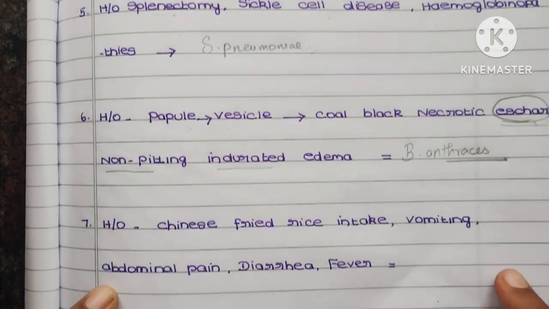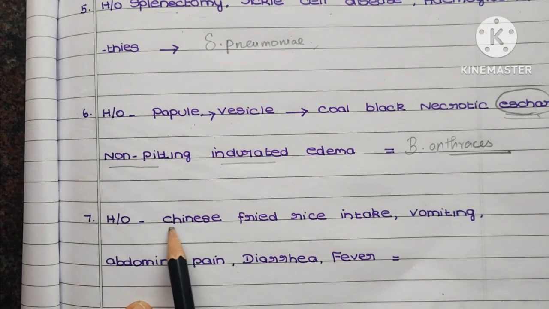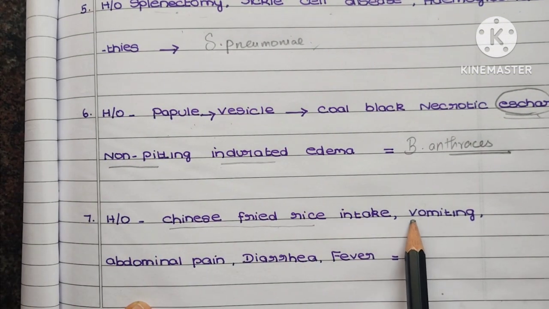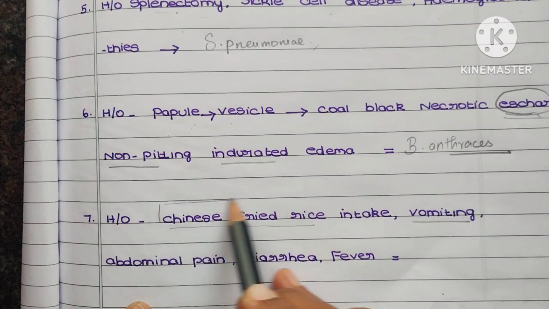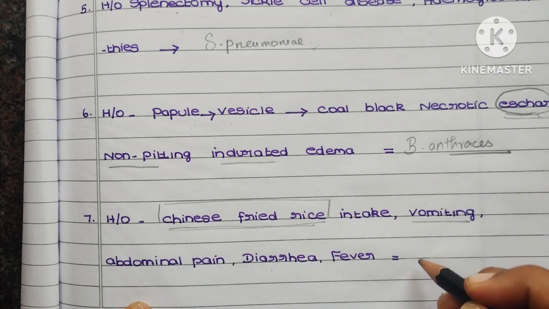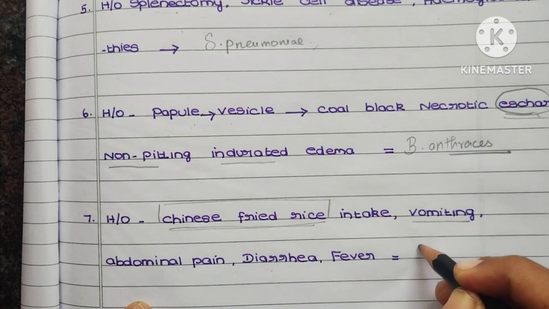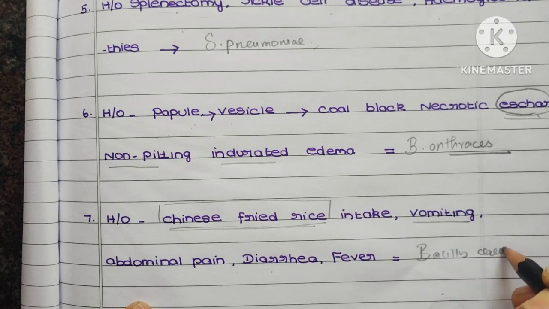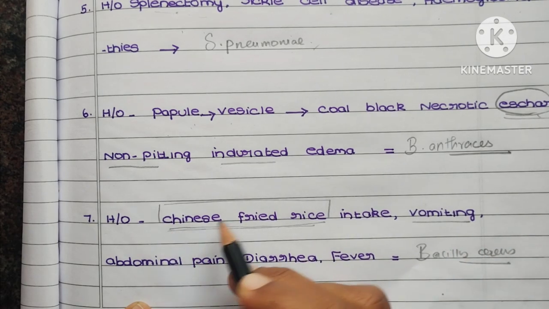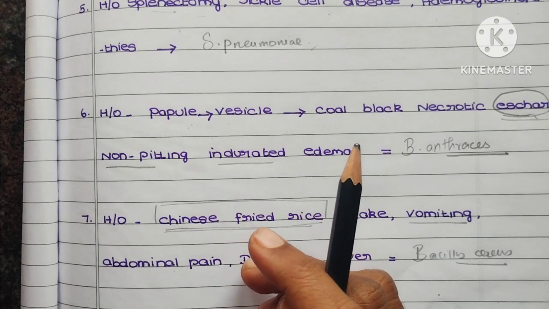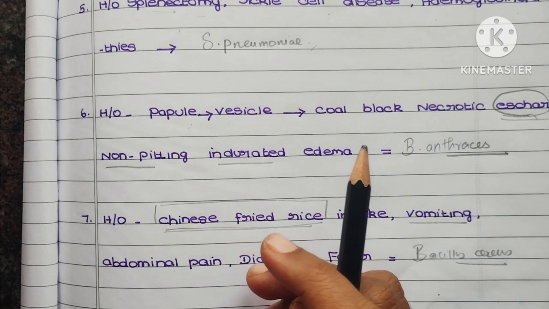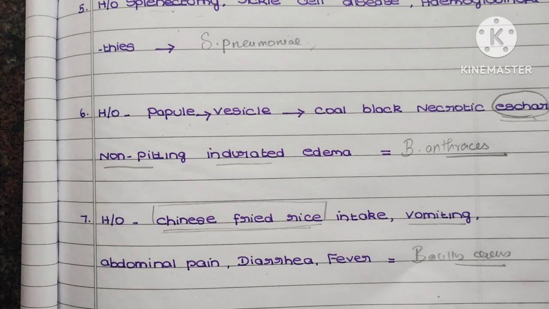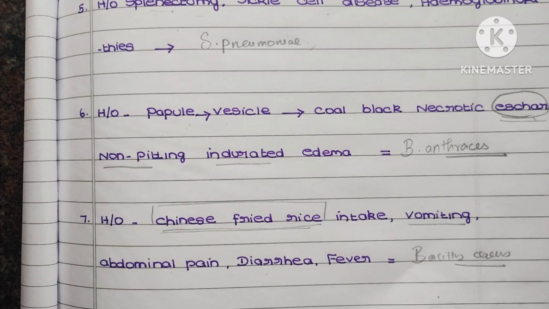So coming to the next question, this is an easy question. History of Chinese fried rice intake, and the patient presents with vomiting, abdominal pain, diarrhea, and fever. When you come across the words Chinese fried rice, it is nothing but Bacillus cereus. Similarly, if they give any Chinese history and you come across parasitology, usually if they have given cholangiocarcinoma, then it is Clonorchis sinensis. I'll be covering that in upcoming videos.